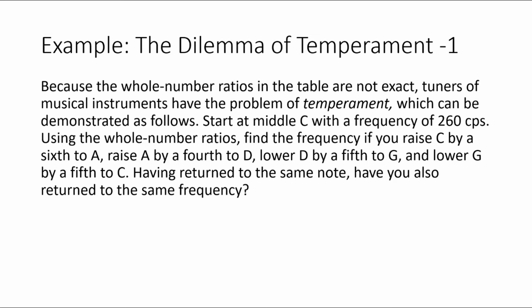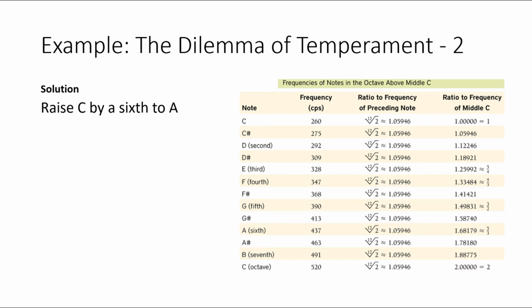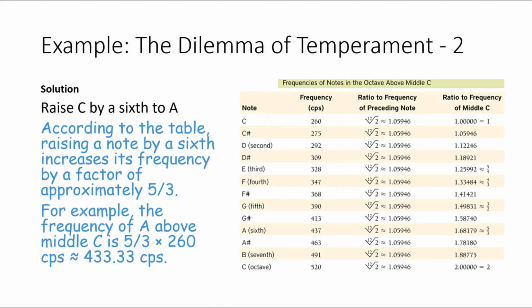Having returned to the same note, have you also returned to the same frequency? Solution. Let's do this in order. Raise C by a sixth to A. According to the table, raising a note by a sixth increases its frequency by a factor of approximately 5/3.